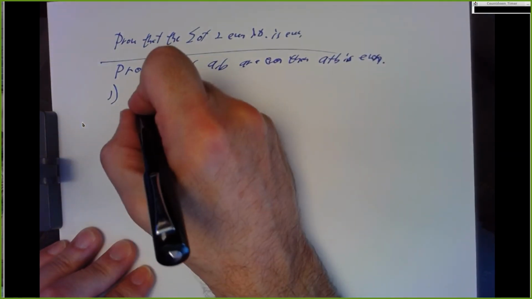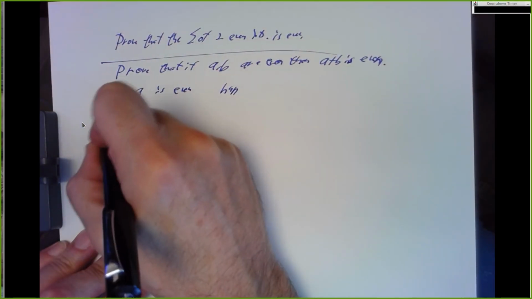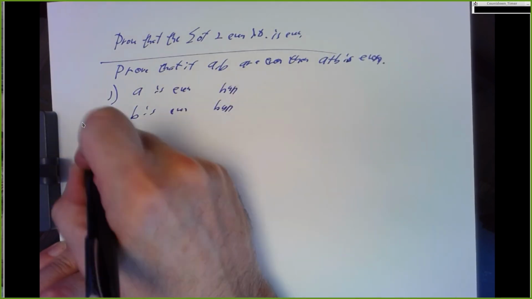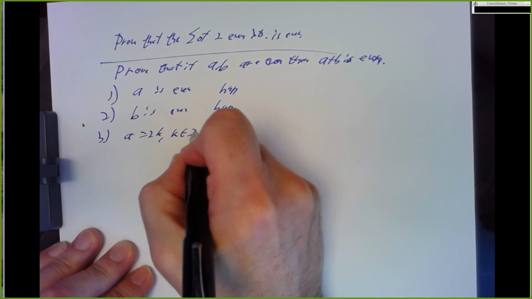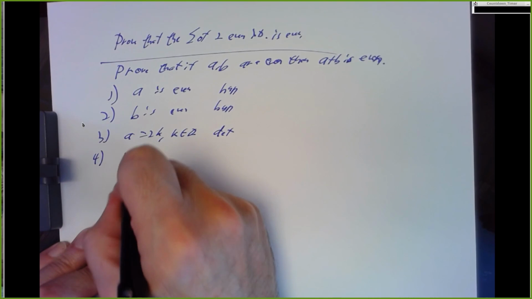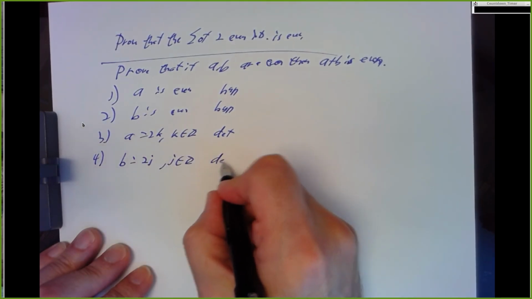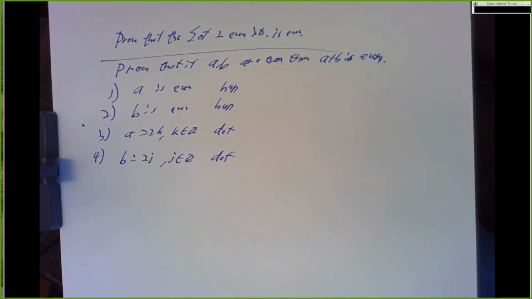All right, so step one, a is even. That's a hypothesis. Step two, b is even. That's a hypothesis. Step three, a equals 2k, where k is an integer. That's the definition of even. Step four, b is equal to 2 times j, where j is an integer. That's also the definition of even. Nobody used the same j and k here, which was awesome. That's such a battle for me usually, and this class has totally nailed that.